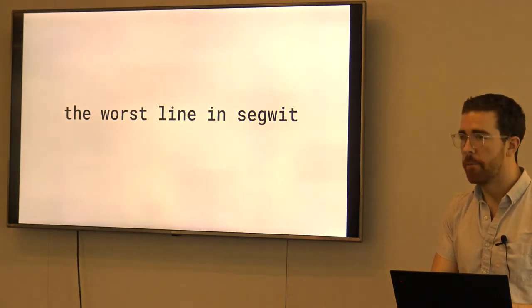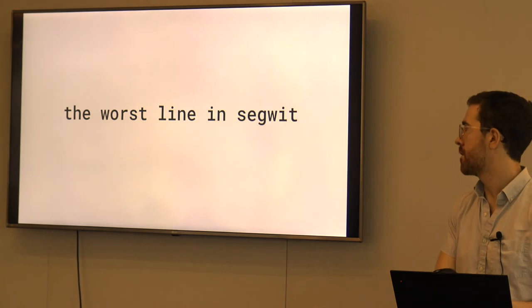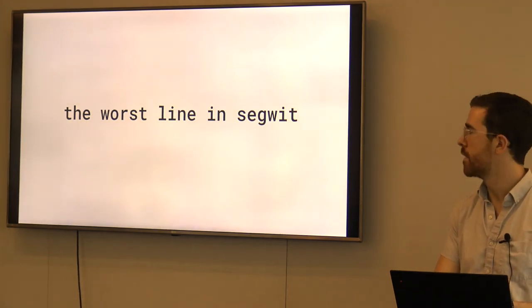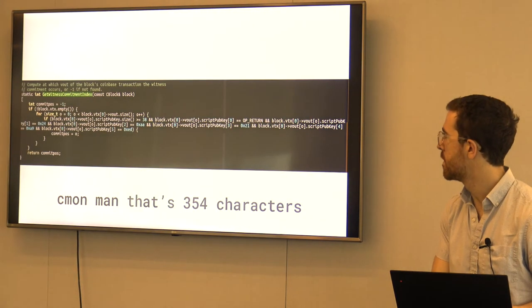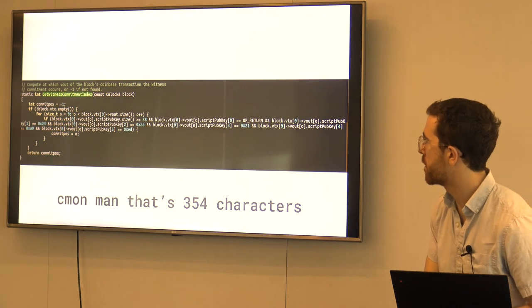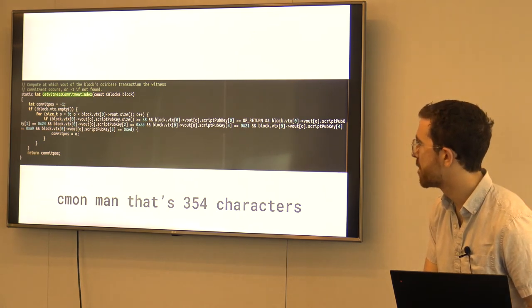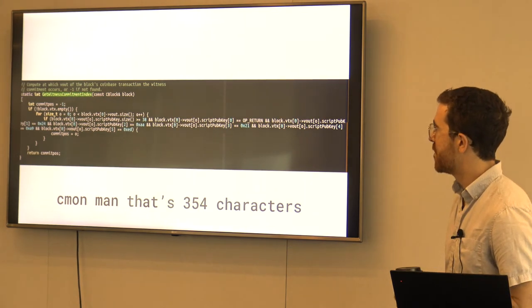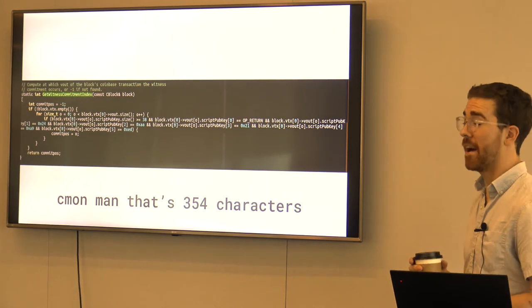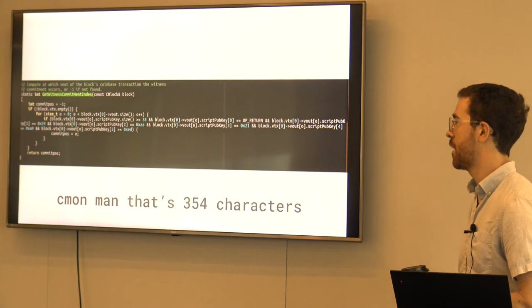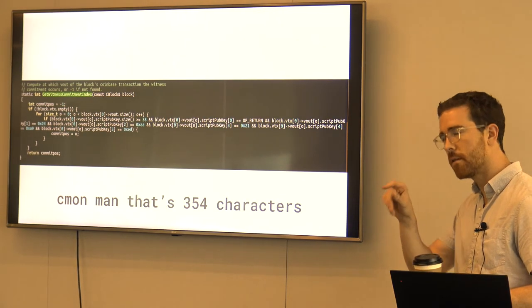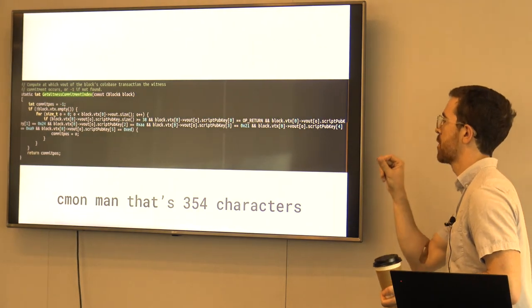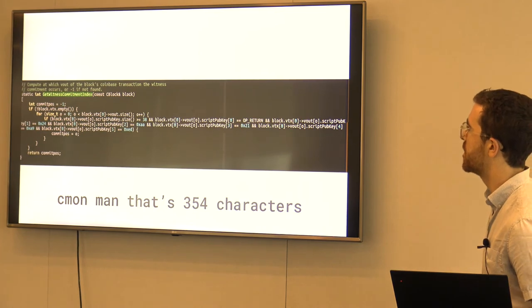All right. There is a worse line in SegWit, in my opinion, and it's this one. It's like 354 characters. God damn it. So, yeah, it's awful on GitHub. That's why, when I was reading through the pull request, I was like, huh? And I had to scroll and scroll and scroll and scroll.